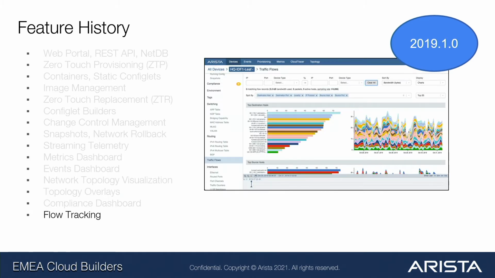Flow tracking was added in 2019. This works by streaming sFlow or IPFIX data from the switches. We stream that to CloudVision using the telemetry connection that I mentioned. And then we can visualize this data in various ways. So we can drill down, we can select a source and destination and find the top talkers, etc., and display that sFlow data within CloudVision.